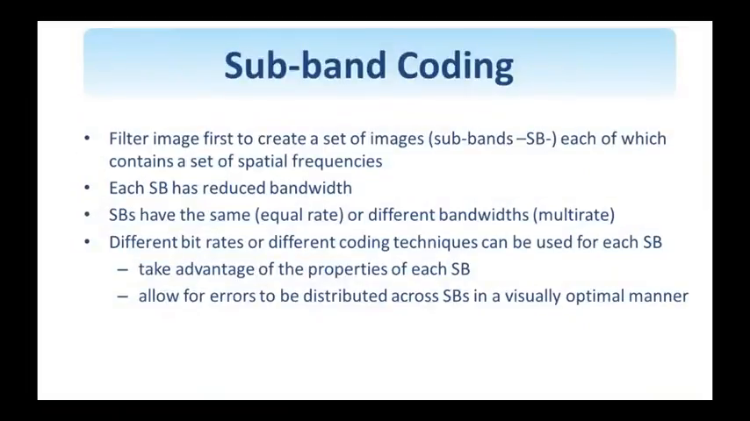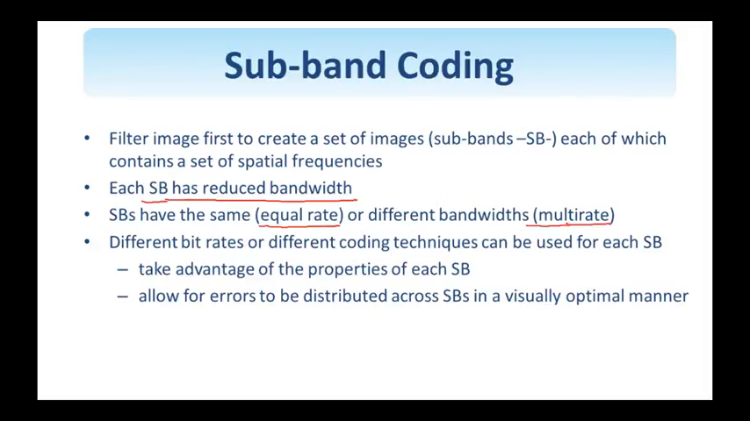So let's have a specific look. The idea of subband coding is quite interesting and intriguing. We first use a bank of filters to divide the image into subbands, and each subband contains a set of spatial frequencies. So each subband has reduced bandwidth with respect to the original image. If the subbands are of equal size, then we're talking about equal rate subband decomposition. If, on the other hand, they have different bandwidths, then we're referring to multi-rate decomposition.